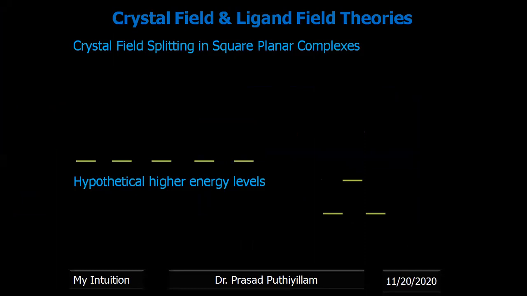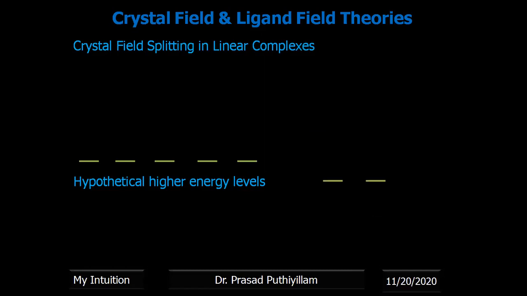Here is the hypothetical energy level diagram of a square planar complex: dxy, dyz, dxz, dz square, and dx square minus y square. This is the splitting of energy levels in a square planar complex. What I said is that only in octahedral and tetrahedral do we get two energy levels. Other than that, we get more energy levels. We'll explain this in detail in coming classes. So the square planar complex has this nature.